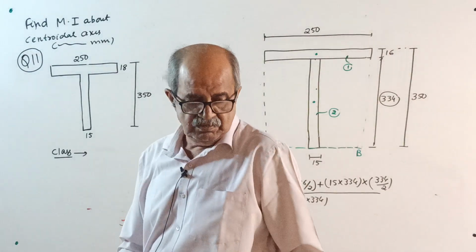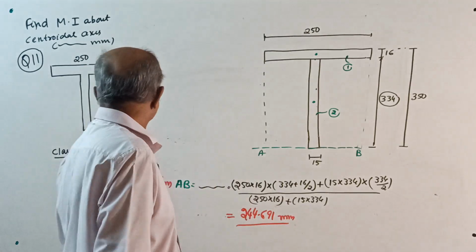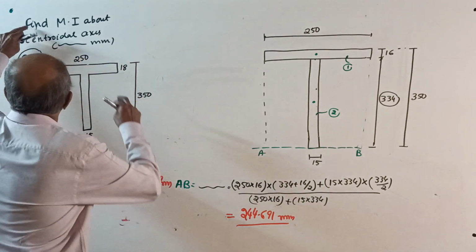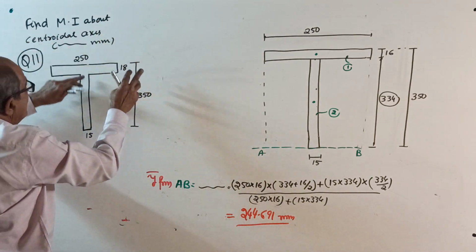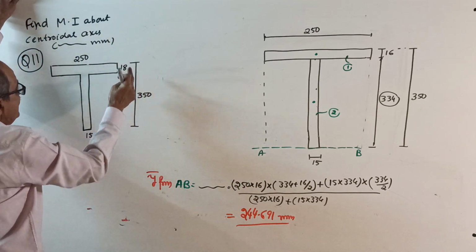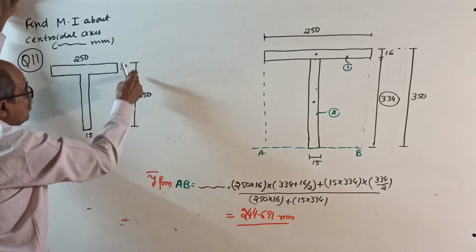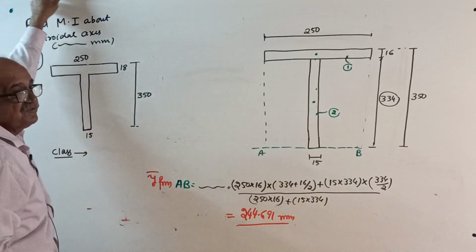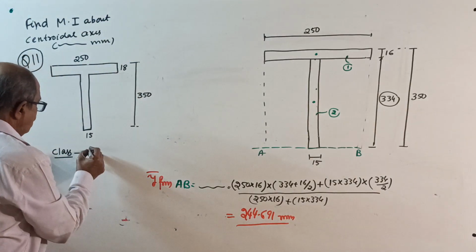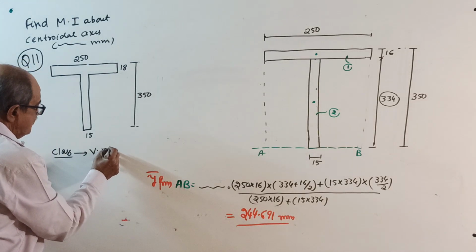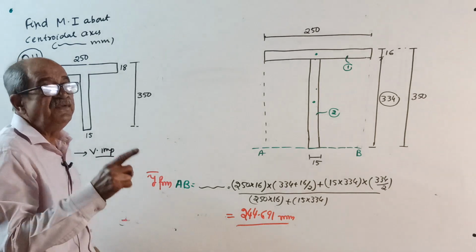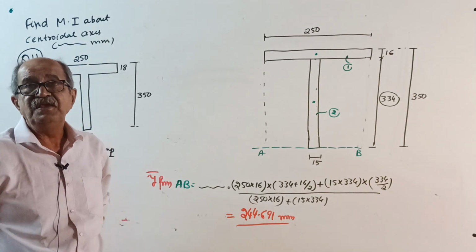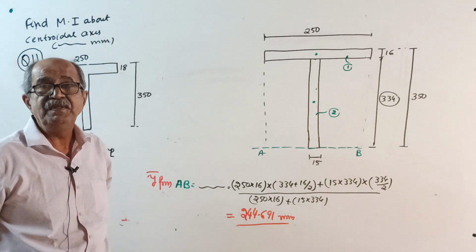Okay. Now question number 11. Now find the moment of inertia about the centroidal axis. 250 mm, 18 mm, 15 thickness, total 350. First class, make a note. This is very important because this is how the actual T section, the steel rolled section, will be.